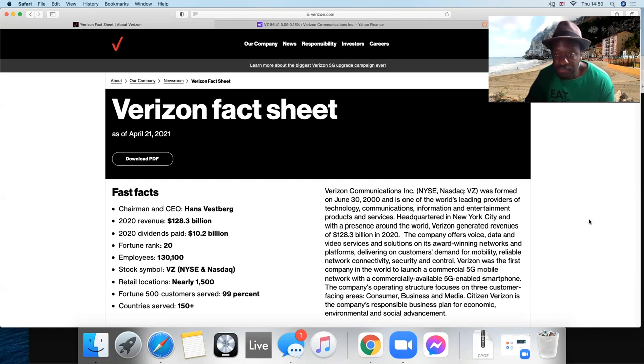The company offers voice, data, and video services and solutions on its award-winning networks and platforms, delivering on customers' demand for mobility, reliable network connectivity, security, and control. Verizon was the first company in the world to launch a 5G commercial mobile network with a commercially available 5G-enabled smartphone. The company's operating structure focuses on three customer-facing areas: consumer, business, and media.